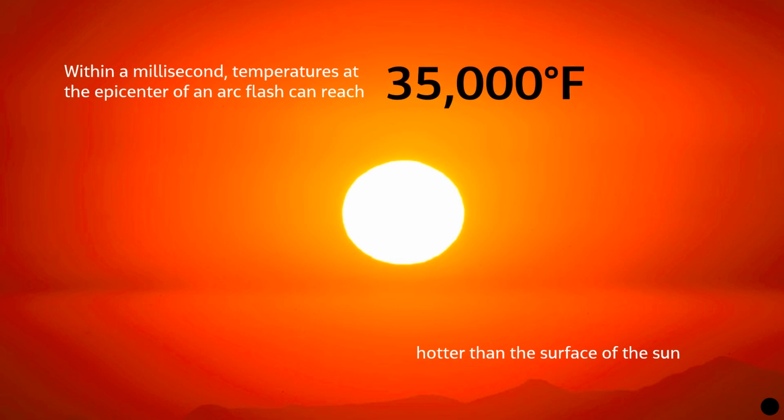To give you an idea as to how hot arc flash incidents can get, within a millisecond, temperatures can reach 35,000 Fahrenheit, which is actually 4 times hotter than the sun. However, this high temperature lasts for a short time duration only.